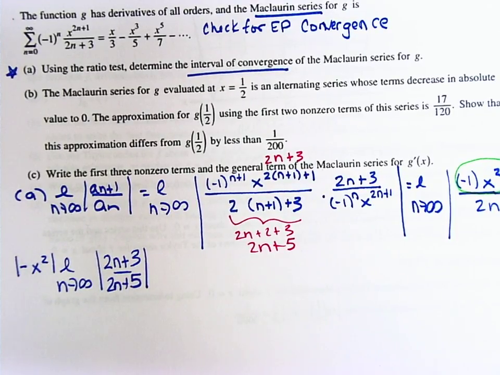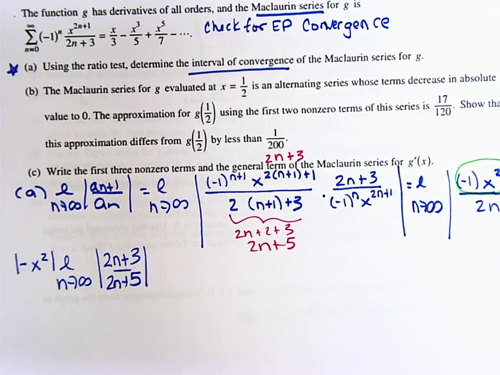Okay. Now, because n is going to be super large, what is this limit doing?